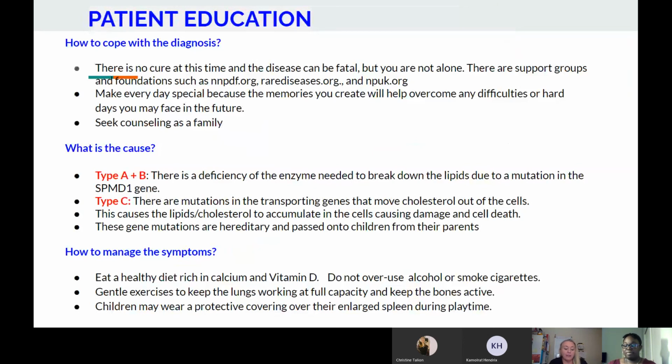So the most important part is the patient education, because what we need to teach the families is how to cope with this diagnosis. And since there's no cure at this time, the disease can be fatal, and they're not alone. So we need to let them know that there are support groups and foundations out there that they can go to to get some support and get a lot of questions answered. And those are listed here.